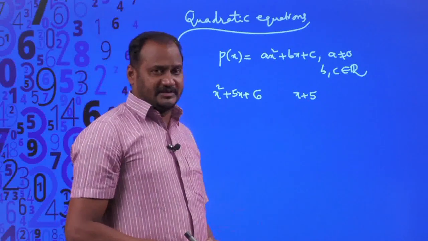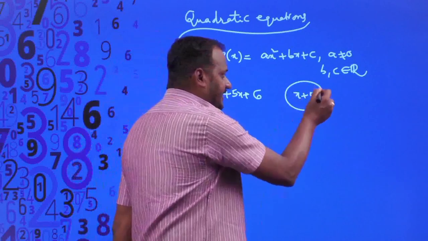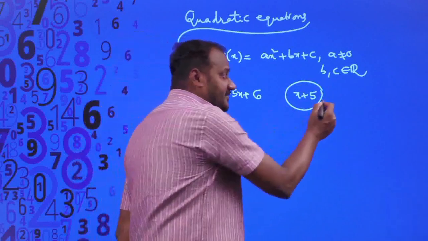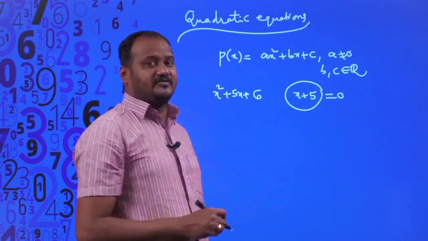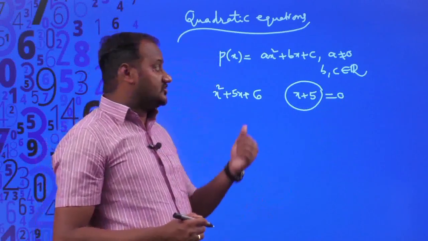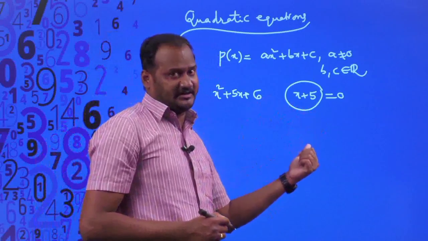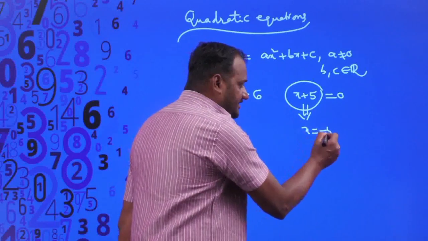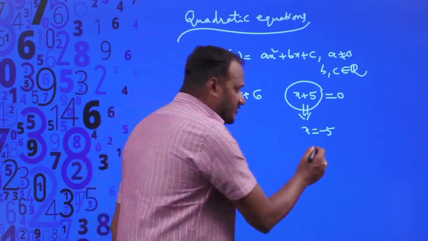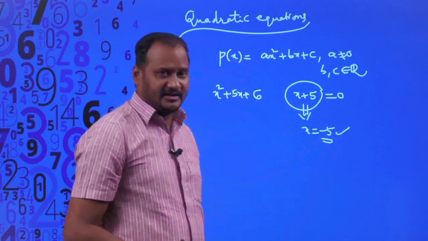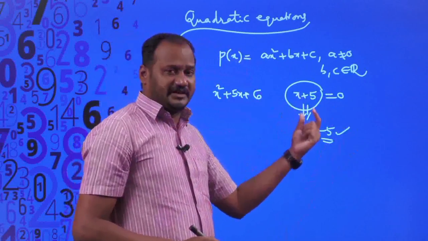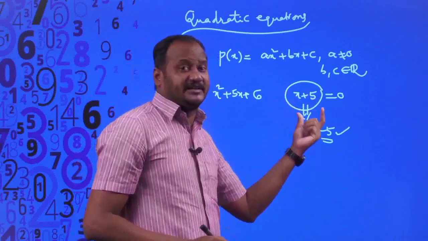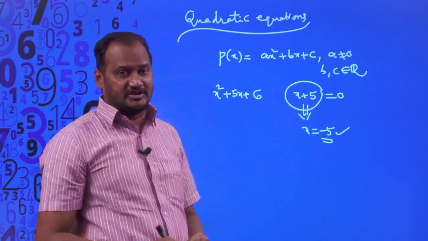In these two polynomials, let us consider x plus 5. For what value of the variable x will x plus 5 become 0? That value of the variable is said to be the zero of this linear polynomial. So, for x is equal to negative 5, x plus 5 will become 0. So this negative 5 is said to be the zero of the polynomial. There is only one value of the variable which makes this linear polynomial 0, and that value is said to be the zero of the polynomial.